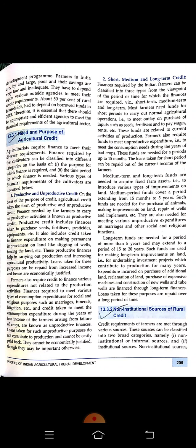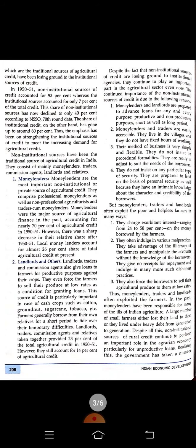Credit requirements for farmers are met through various sources. These sources can be classified into two broad categories, namely non-institutional or informal sources and institutional sources. Non-institutional sources, which are the traditional sources of agricultural credit, have been losing ground to the institutional sources of credit.